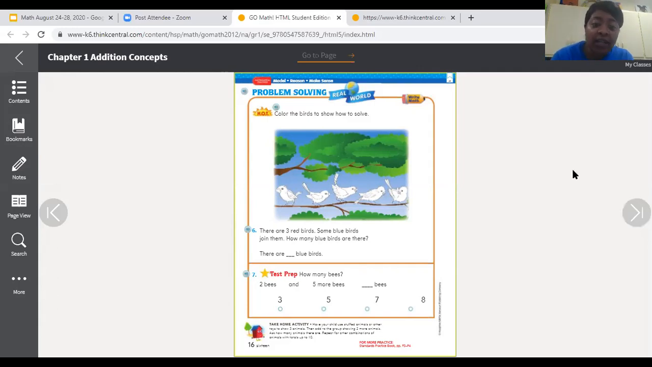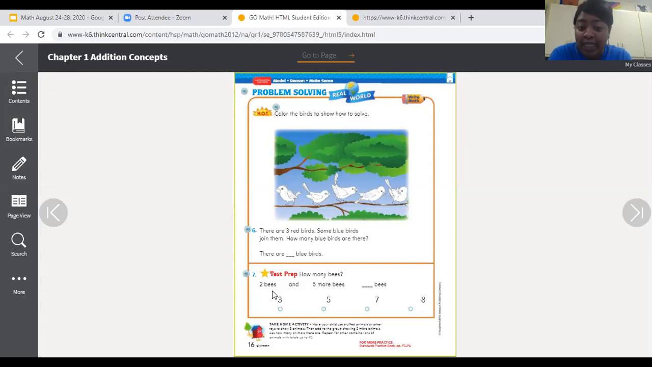All right, so I'm going to color 3 of these birds red. So I'm going to pretend this is red, and this is red. Some birds are blue that join them. How many blue birds are there? So 3 of those should be red. How many of those are blue? I want you to find out. And I want you to write the number right here.